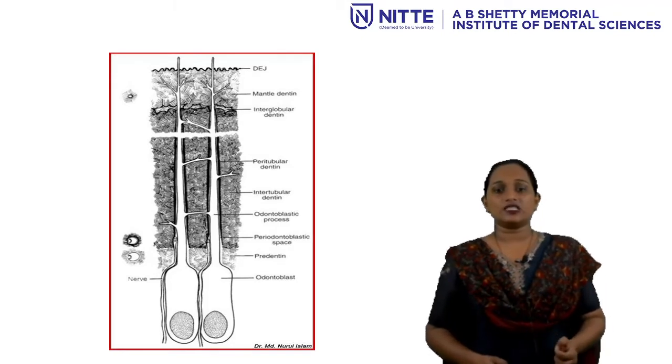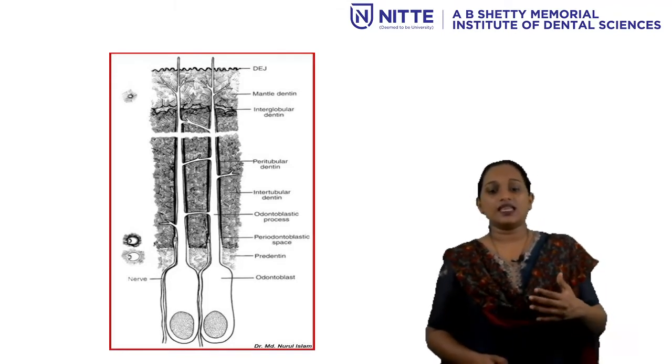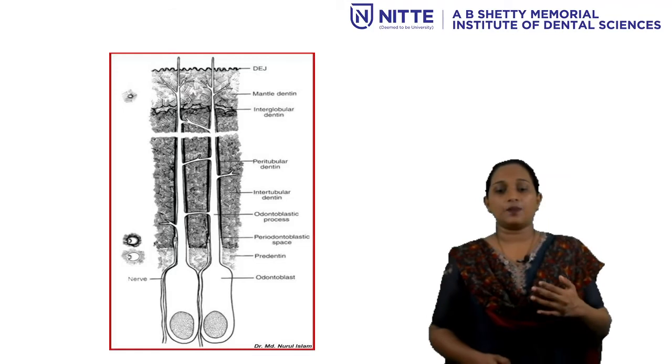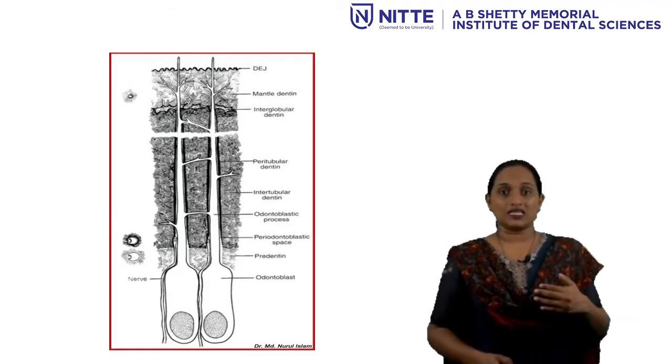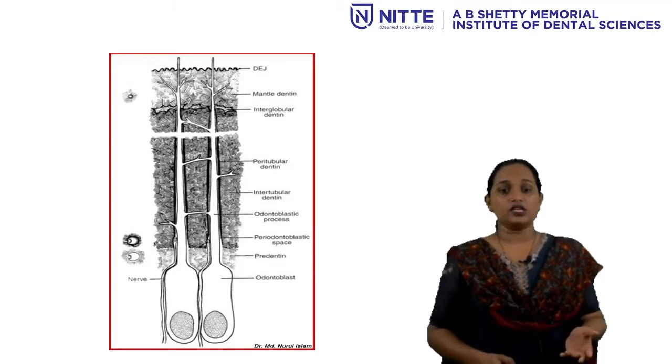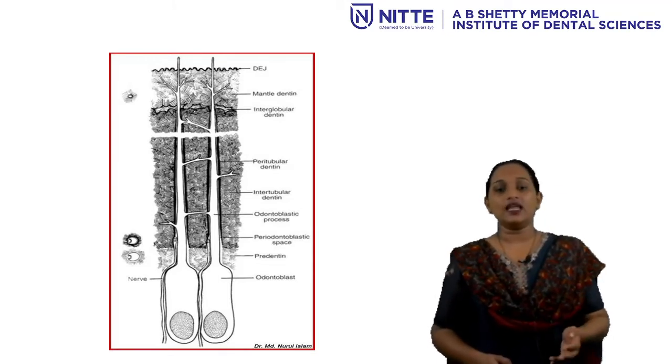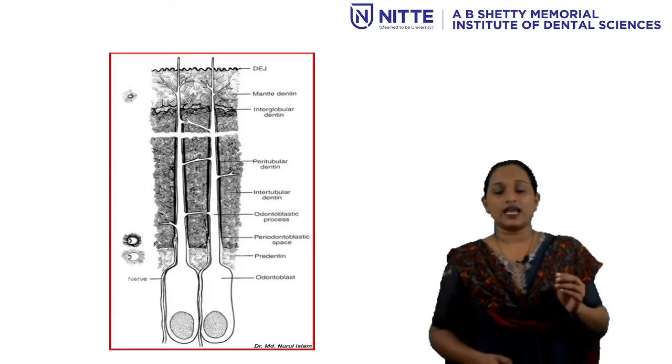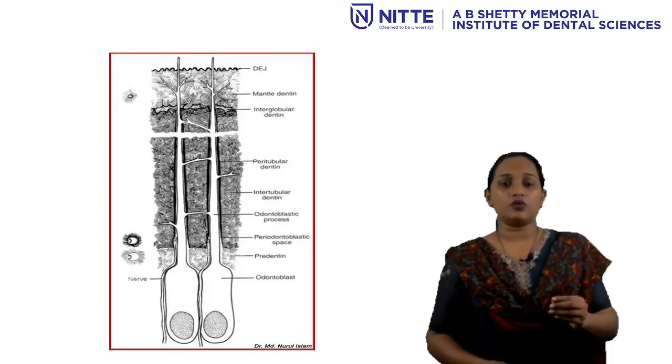This picture clearly explains the various portions in the association. That is, first is the predentin, below which there is odontoblast, and there is an odontoblastic process which enters the dentinal tubules. There is peritubular dentin, and you can see how the dentinal fluids are associated with the odontoblastic processes.